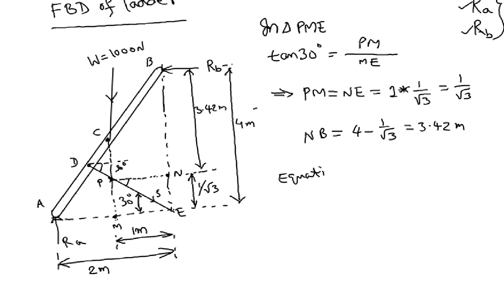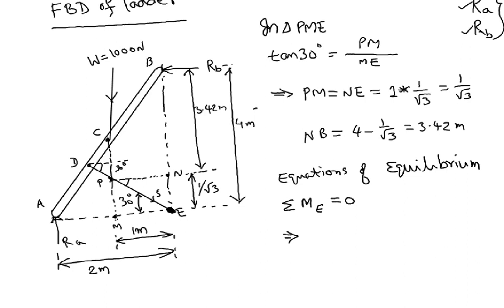Equations of equilibrium. Since the ladder is in equilibrium, the sum of moments of all the forces about any point in the plane of this ladder must be equal to 0. So we begin by writing the sum of moments about point E is equal to 0. That is, we are taking moments of all the forces about this point E.